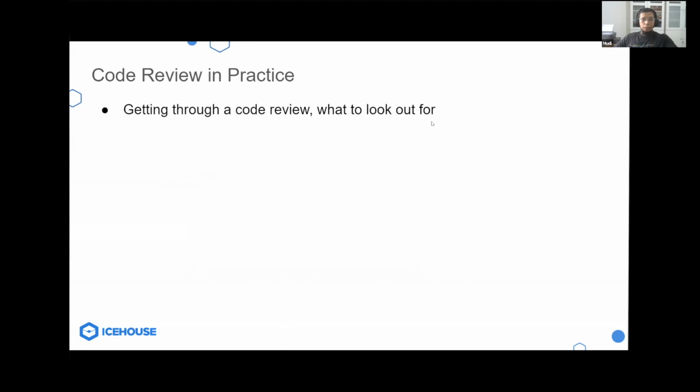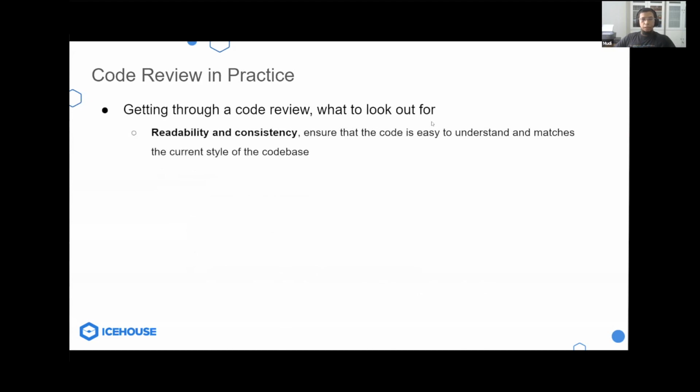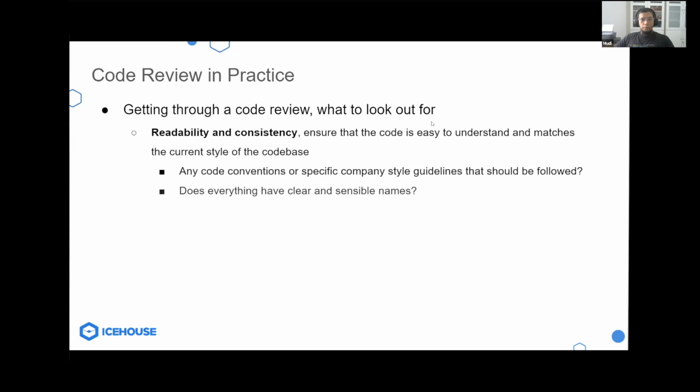And lastly, we need to check for its readability and consistency. Make sure that the code is easy to understand and matches the current style of the code base. Some more questions to ask yourself during the review. Are there any code conventions or specific company style guidelines that should be followed? Does everything have clear and sensible names? A sensible name is long enough to fully communicate what the item is or does, but without being so long it becomes hard to read.